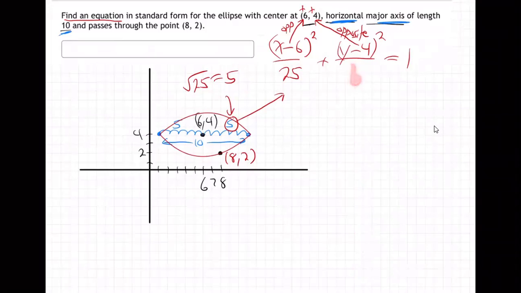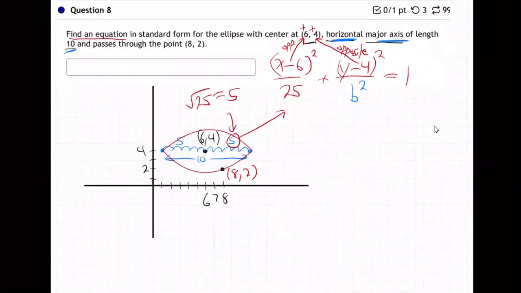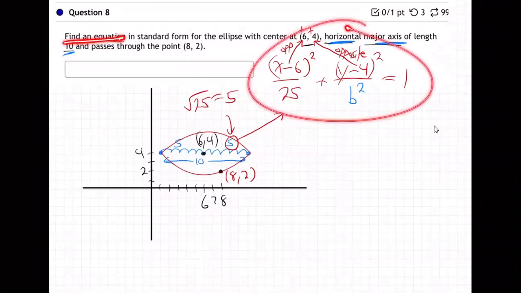Okay. Last thing, we need to find this. Call it b squared. Call it Joe, whatever you want to call it. Call it b squared. That's what we're trying to find. That's all we have left to go, and then we're done. Because they asked us to find the equation, we've got every part of it except for the b. We just need to find b, and boom, we're done.